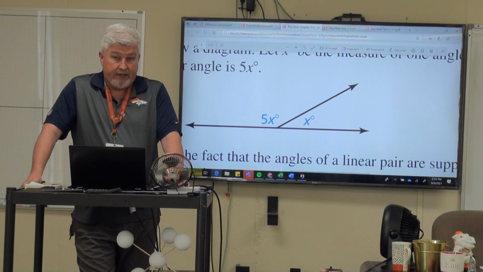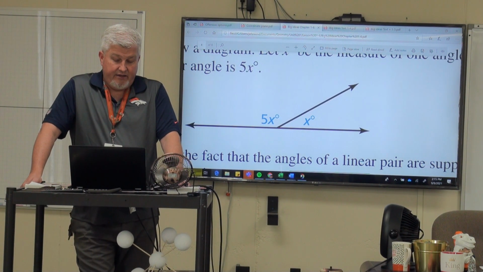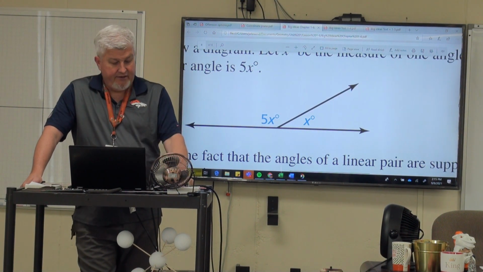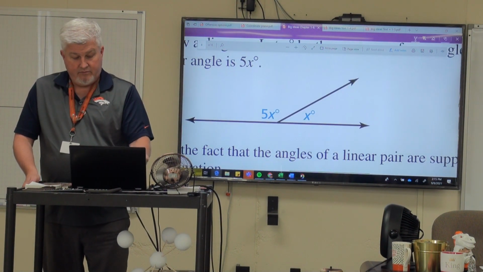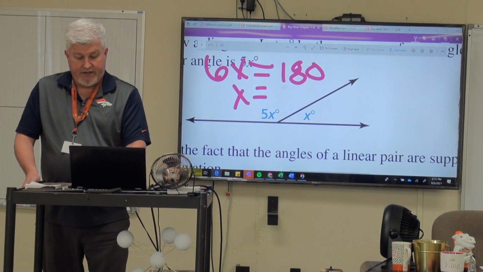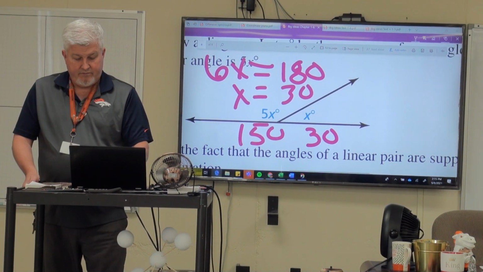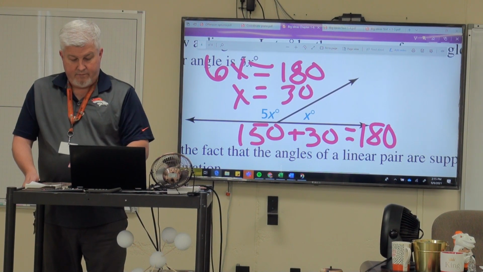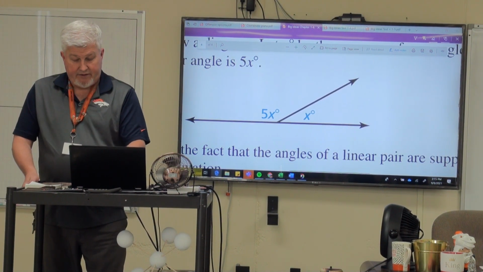Those two angles form a linear pair, which means that they add together to get you 180. So you would go 5x plus x equals 180. 6x equals 180, right? And so x equals 30. So this is 30, and this is 150. And together, they are 180. Easy. It's not really going to get much harder in this chapter. That's why I brought these two chapters together.